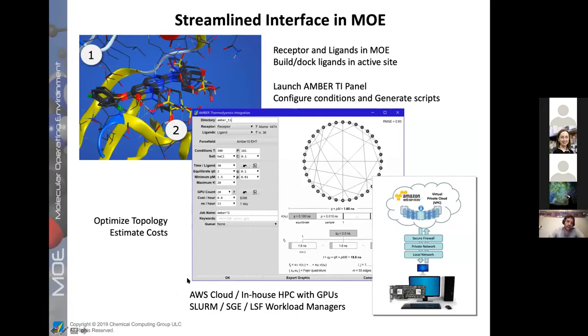And then finally, when you issue the scripts, it generates a fully self-contained shell script, which supports workload managers like Slurm, SGE, and LSF. And so you can run it on an AWS cloud or your in-house HPC, but you can also run it locally on your graphics card. So there's basically nothing you have to do. And in our new AMBER 2020 release, this can also be done directly from the GUI interface. So you can submit an AMBER run on your cluster via the graphical user interface.